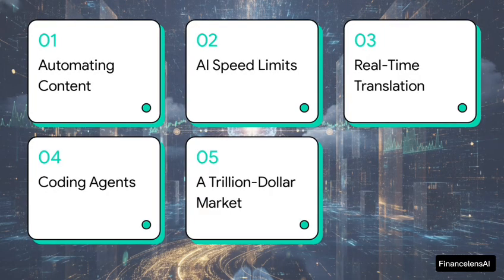Okay, let's look at our roadmap. Number 1. Automating the content engine. 2. Breaking AI speed limits. 3. Real-time language translation. 4. Coding agents with memory. And 5. A trillion-dollar industry. Let's get right into it.